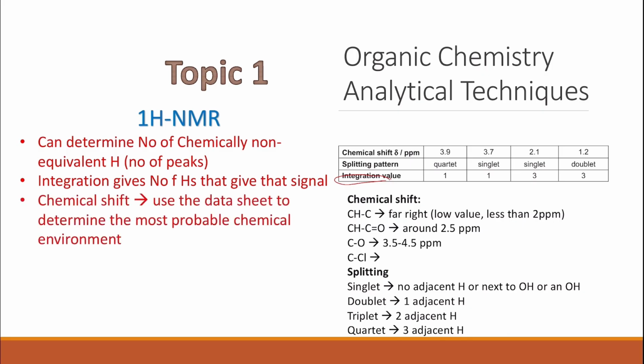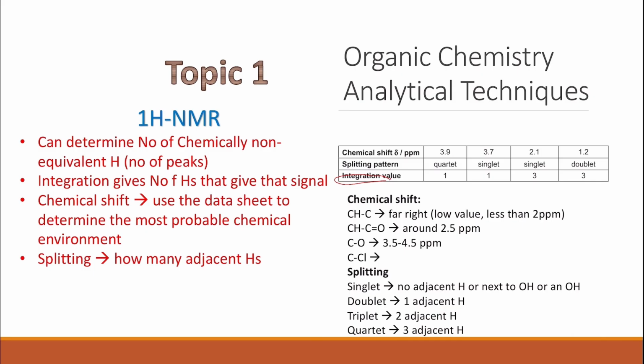And then the chemical shift, where we find the signal in the NMR, will give us information about the chemical environment. So we're going to use the data sheet to determine the most probable chemical environment, whether it's next to a carbon, next to a carbonyl, or the carbon that has the hydrogen is next to an oxygen, and so on. The splitting will tell us how many adjacent hydrogens there are. So the number of hydrogens on the adjacent carbons basically will do the splitting for the proton signal.